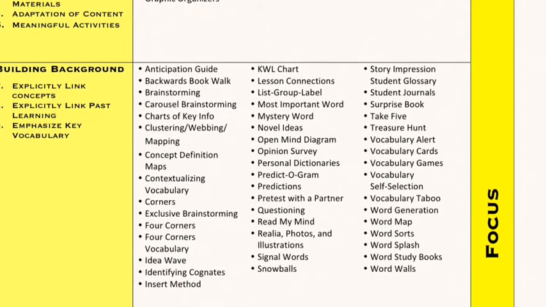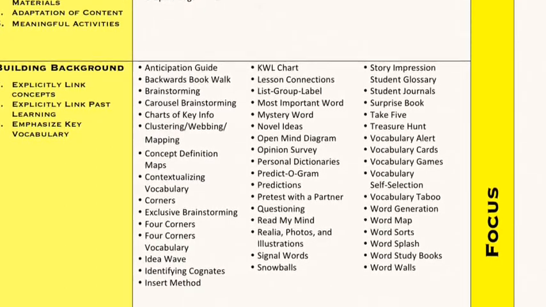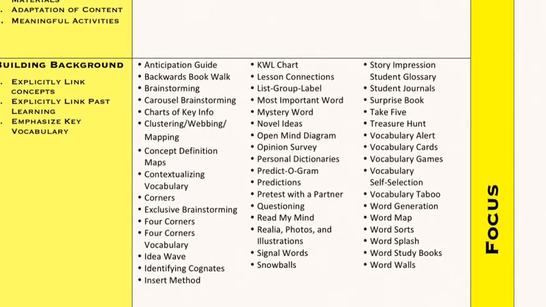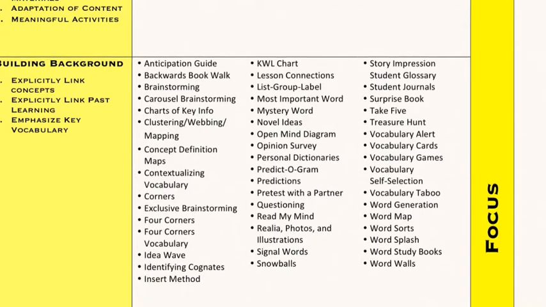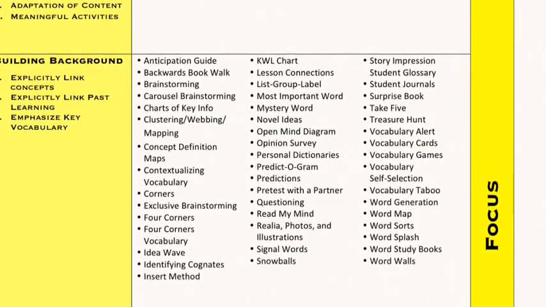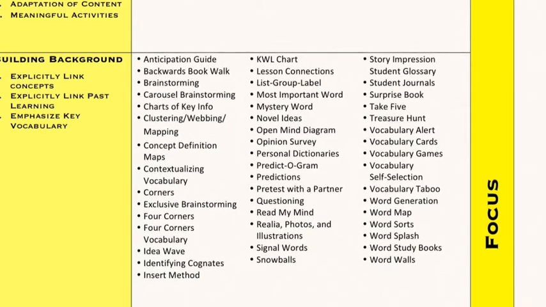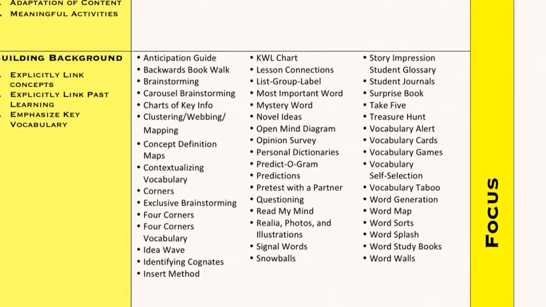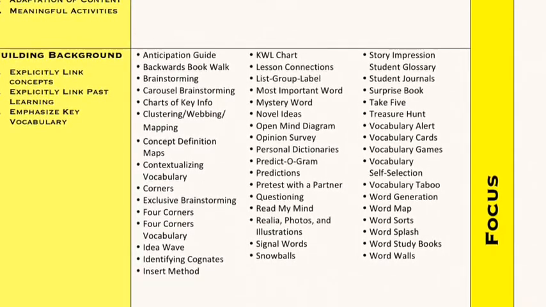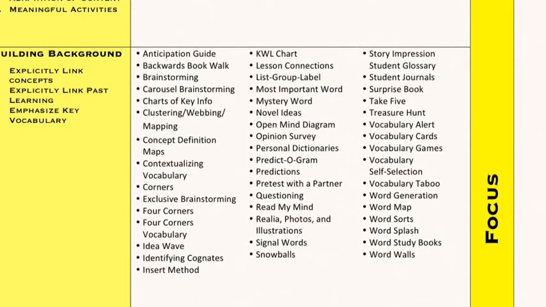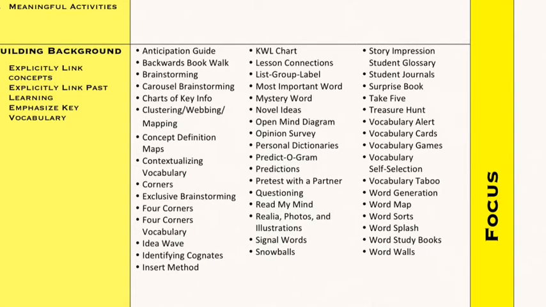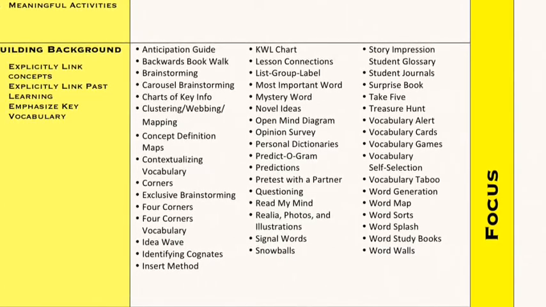Next, you have the section on building background. You are constantly trying to link the bridge of what your students already know and what you need to teach them. So whether this is a KWL chart or most important word or carousel brainstorming, anticipation guide, concept mapping, anything to get information out of your students of what they might already know.